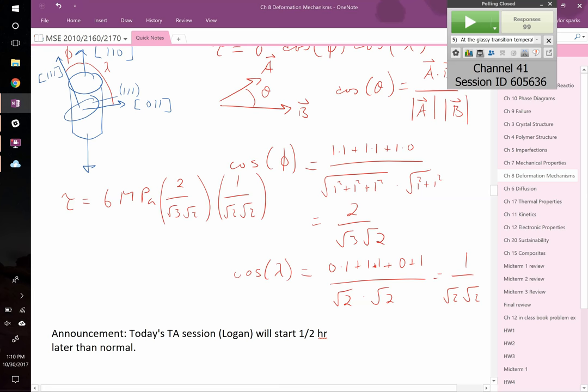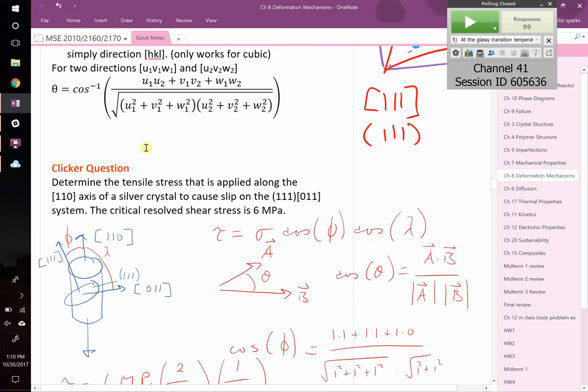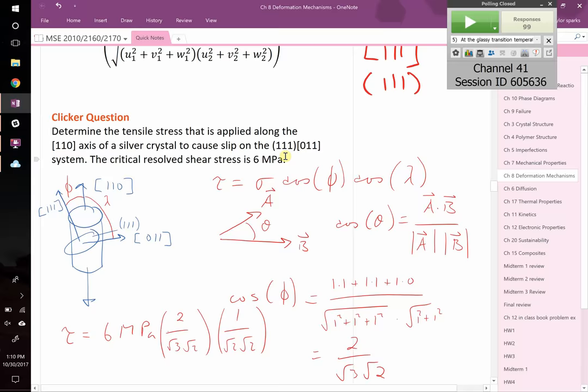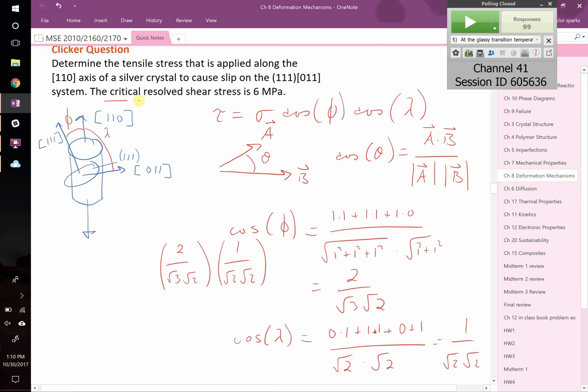Yeah, 2.44. Am I doing something wrong, Logan? Question? Shouldn't tau be the resolved critical shear stress? Isn't tau, by definition, the resolved shear stress? Oh, we did this wrong. Okay, the critical resolved shear stress. Sorry, yeah, you're exactly right. I read that wrong when I did this question. Up here, we're told that the critical resolved shear stress is 6 megapascals, right? So 6 megapascals equals tau.